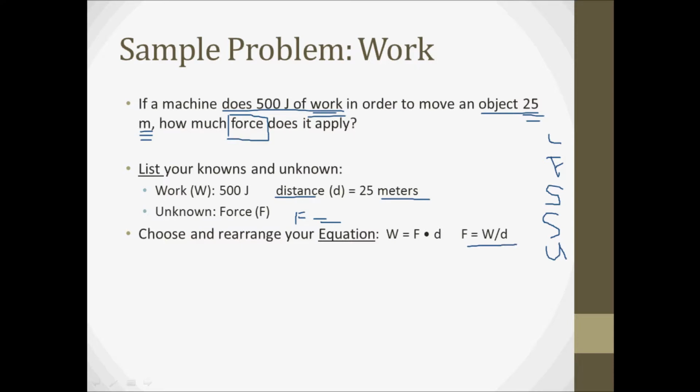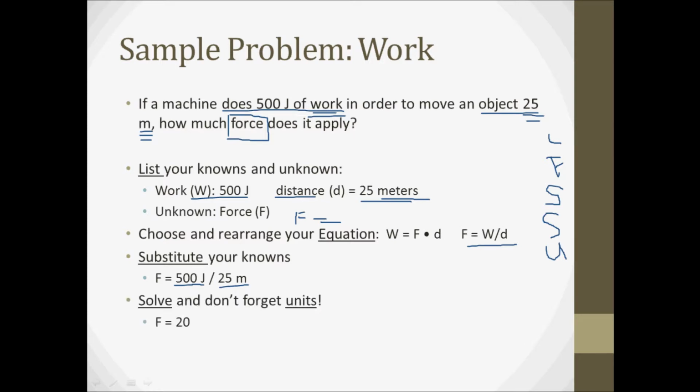Next, we're hitting our first S, so we're going to substitute what we know. We put the 500 joules in for W right here, and the 25 meters in for D. Then we're going to solve that. 500 divided by 25 is 20. And then our last thing we want to make sure we never forget are our units. And what are the units for force? Hopefully you remember that famous scientist called Newton. So that's solving for a force, given work and a distance.